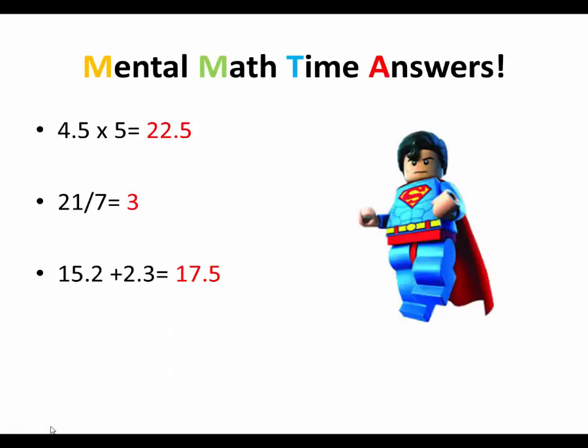These are the mental math time answers. So again, 4.5 times 5, since you have a whole number, you don't have to worry about lining up any decimals. And again, in multiplication, you don't have to line up the decimals. You always have to put the decimal back into your answer at the end once you get your answer. So 4.5 times 5 would give you 22.5.